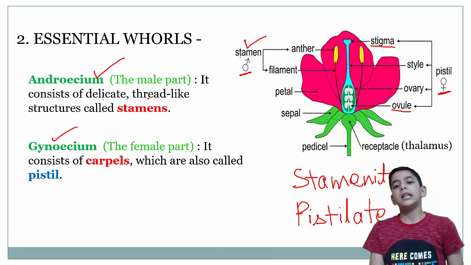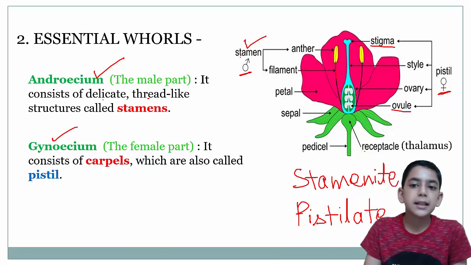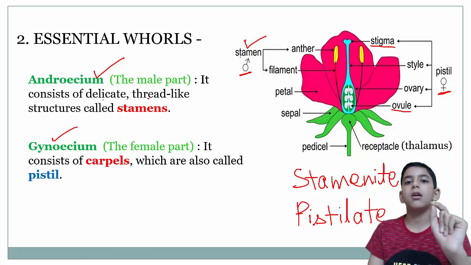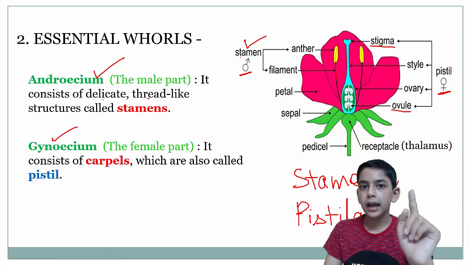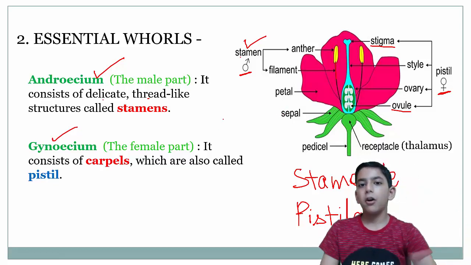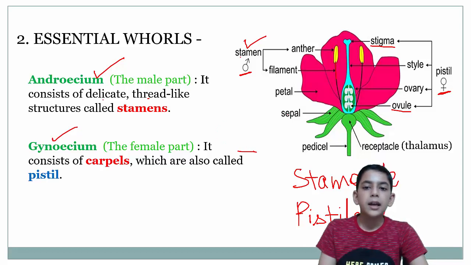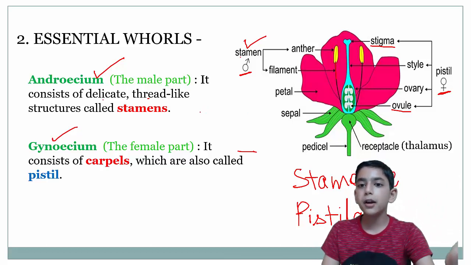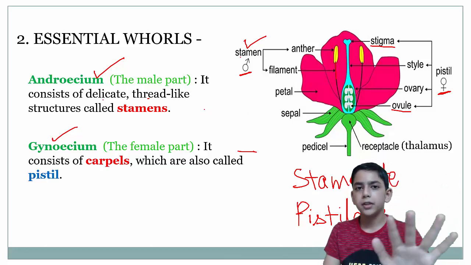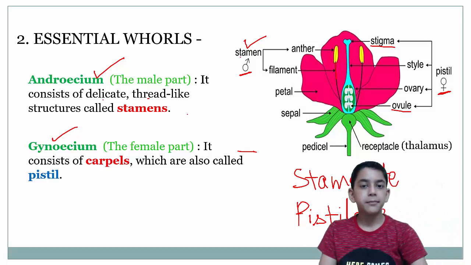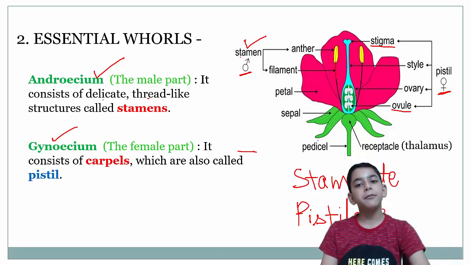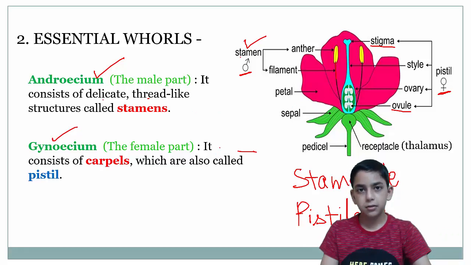But now there is another name. If it contains only one reproductive organ, then it is called unisex. Uni means one and sex means male or female. If it has only one reproductive organ, male or female, either of them but not both, then it is called a unisexual flower. But if it contains both the male and female parts, then it is called a bisexual flower.